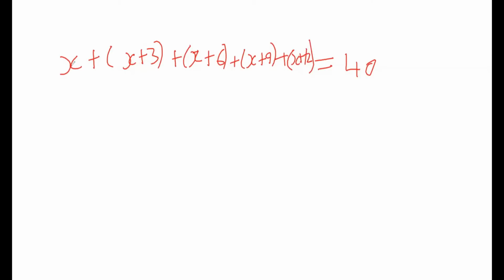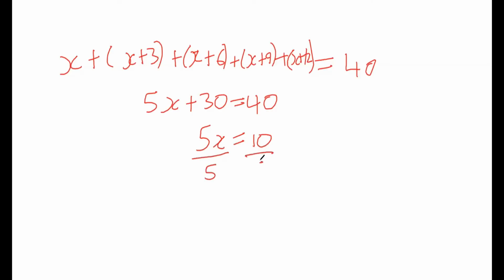If you add all of them, x plus x plus x plus x plus x is 5x. 3 plus 6 is 9, 9 plus 9 is 18, 18 plus 12 is 30. And that's equal to 40. So 5x is equal to 10, because if you bring over the 30, 5x is 10. Then you divide both sides by 5, x is 2.